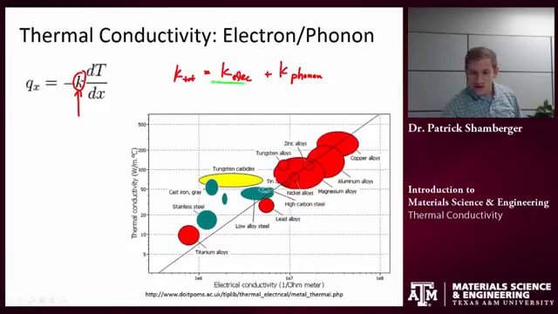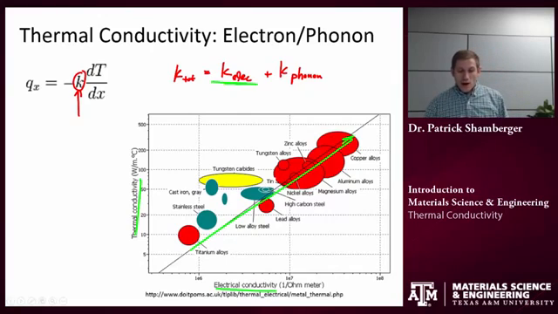First, let's think about the electronic. And this is coming back to our intuition. We think about metals as being good electrical conductors and good heat conductors. And in general, that's true. So if you plot up electrical conductivity and compare it to thermal conductivity in metals, you tend to see a fairly linear relationship. And this is over many orders of magnitude.